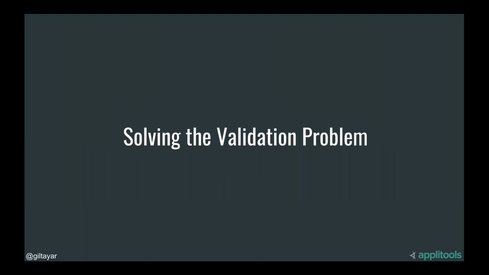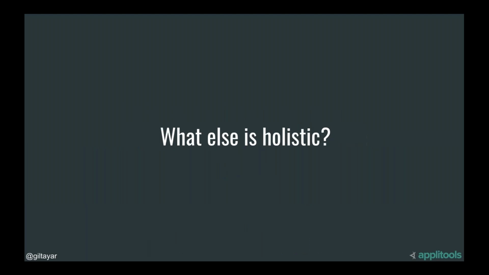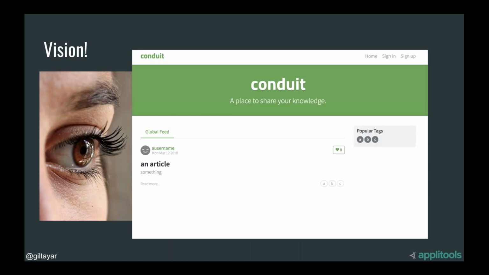Okay, then we already reverted the bug, so let's try and think how to solve the validation problem. And to understand, we need to solve it. We need the validations to become holistic. But what else is holistic? And the answer is vision.